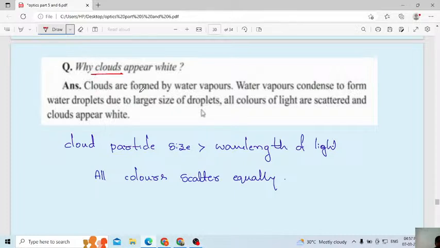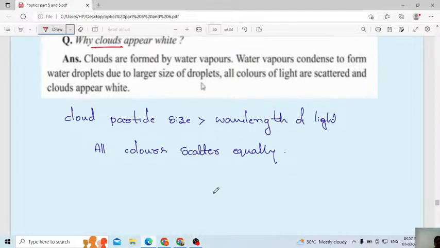The clouds are formed by water droplets. The particle size of clouds is more compared to the wavelength of light. Therefore all the colors will scatter equally. Here there is no differentiation of scattering. All the colors scatter equally. Therefore the clouds will appear white in color. Understood everyone?